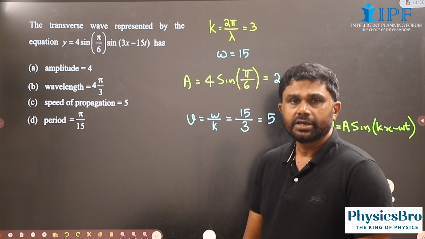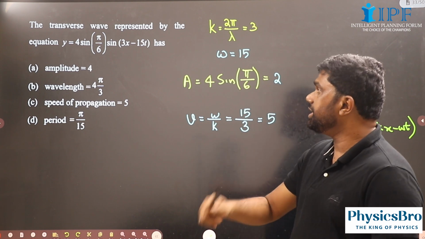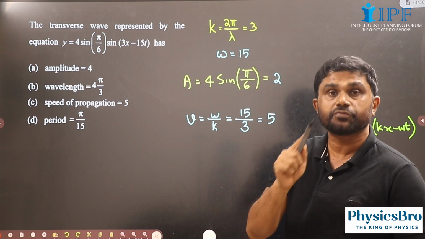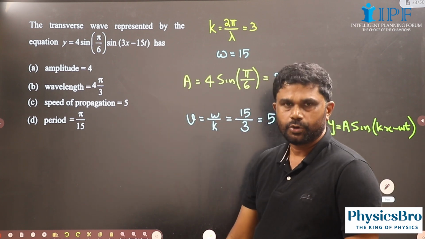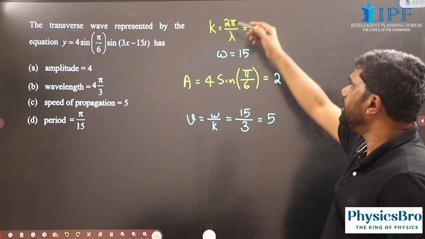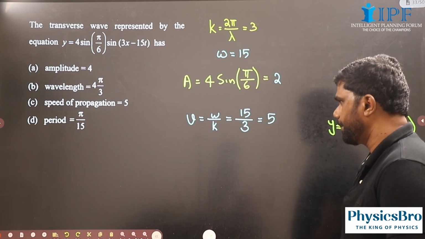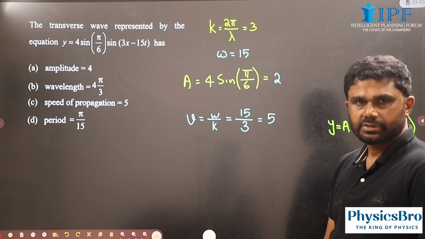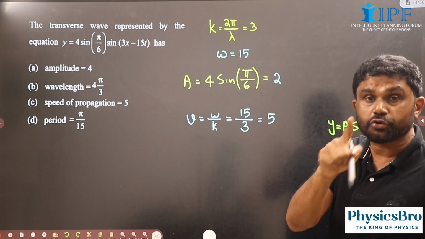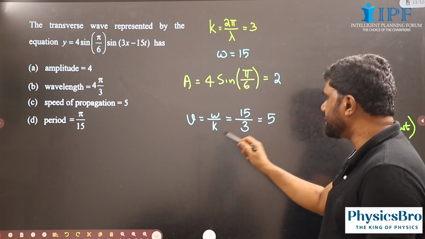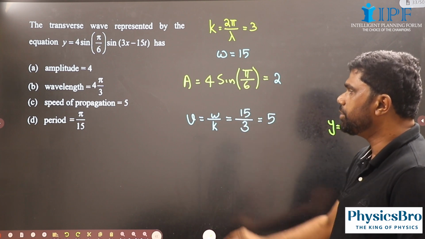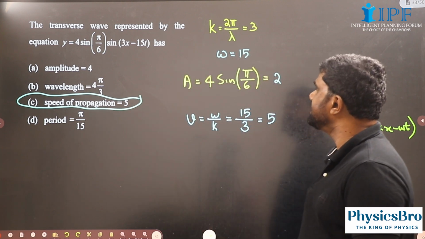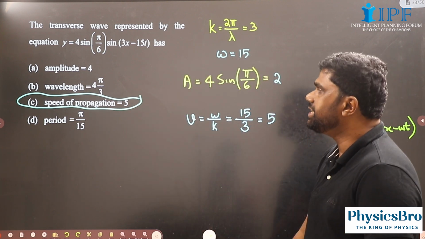Okay. Now see, the general equation is y equals a sine (kx minus omega t). What stands for k? K is actually 3, so k equal to 2 pi by lambda, that is equal to 3. And omega, what stands for omega? Omega is 15. And the speed of propagation of the wave is omega by k, so 15 by 3, that is 5. Speed of propagation is given as 5. Okay, C is the correct option.